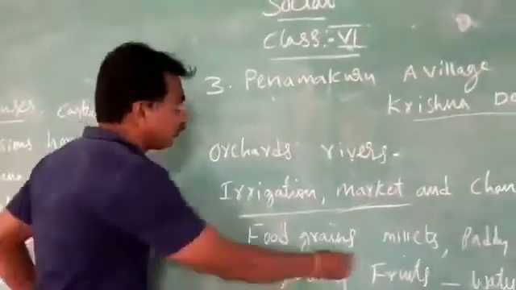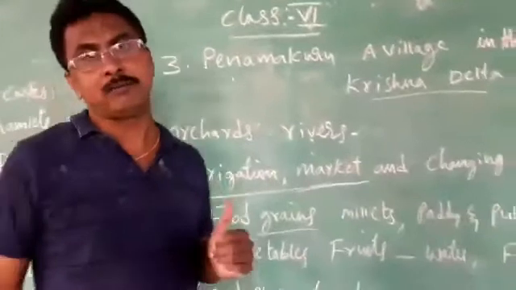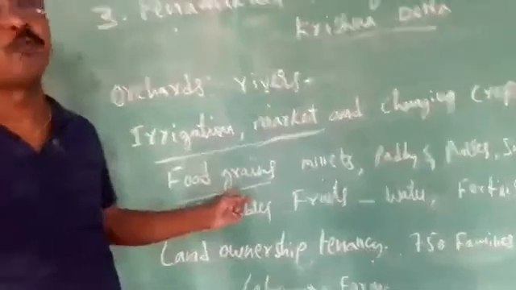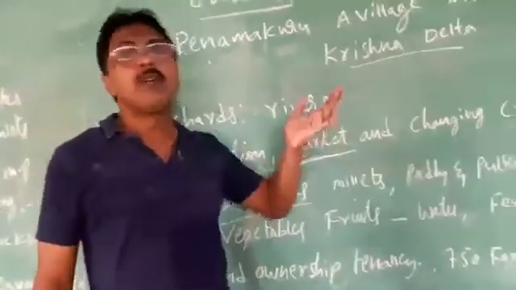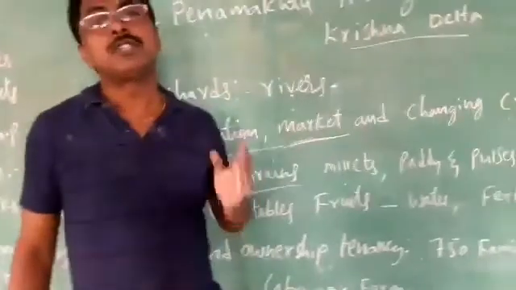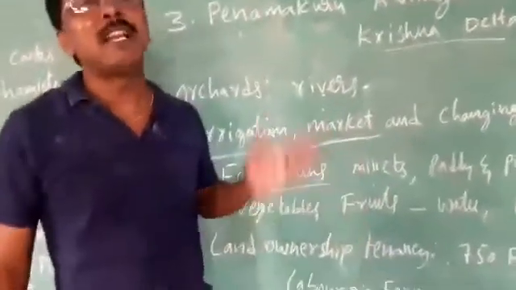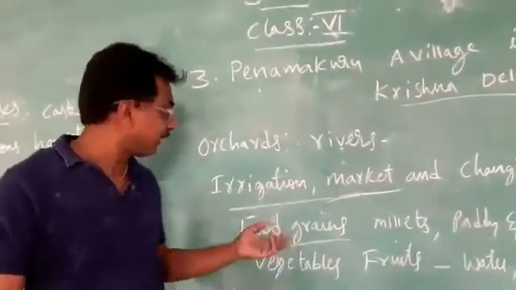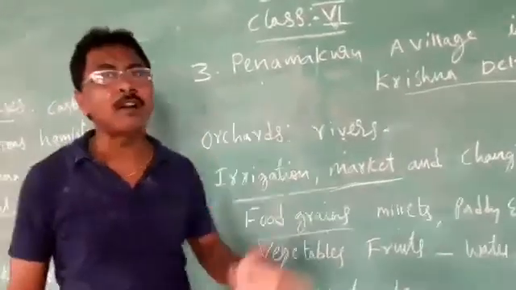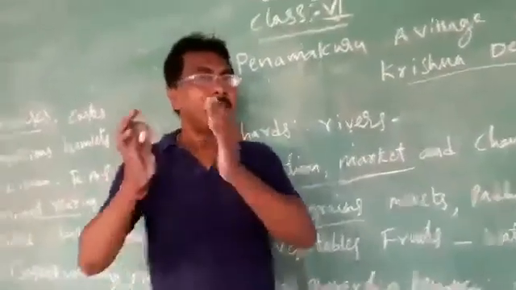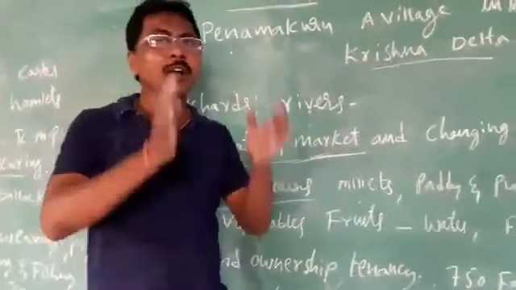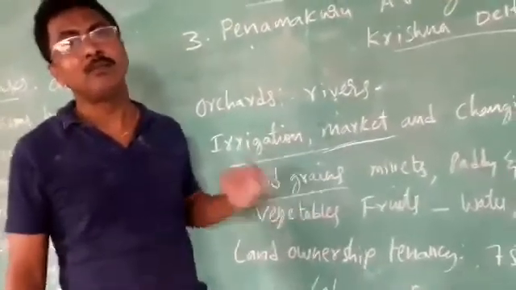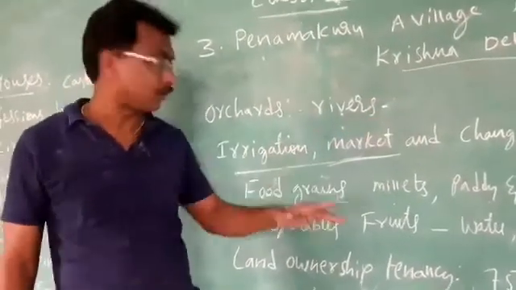Now I am going to tell you about food grains. The farmers will grow the food grains. Food grains means paddy, millets, pulses, oil seeds. All this comes under food grains. Or you can say food grains means rice, wheat, jowar, maize. Listen, rice, wheat, jowar, maize are called food grains.